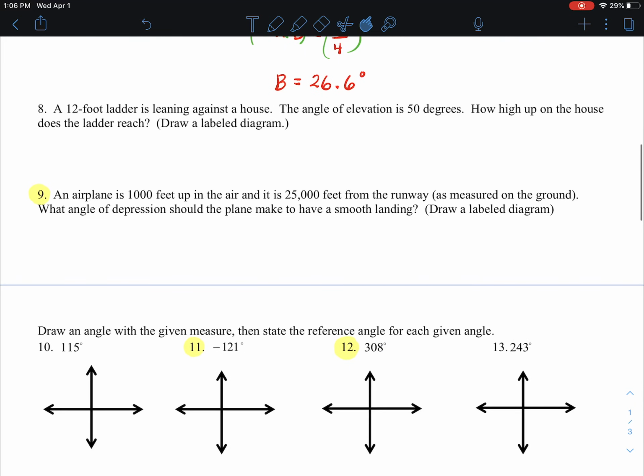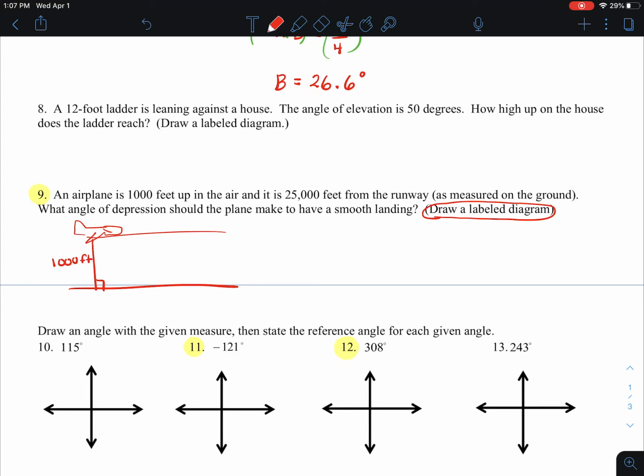All right, the airplane problem for number 9. Let's take a quick look at that. It's really, really helpful for these problems if you draw a picture. In fact, these problems were requesting that you do that. So here is an airplane flying along here. We'll say this is the ground right here. It mentions that it's 1,000 feet in the air, so that's going to be this vertical distance here.